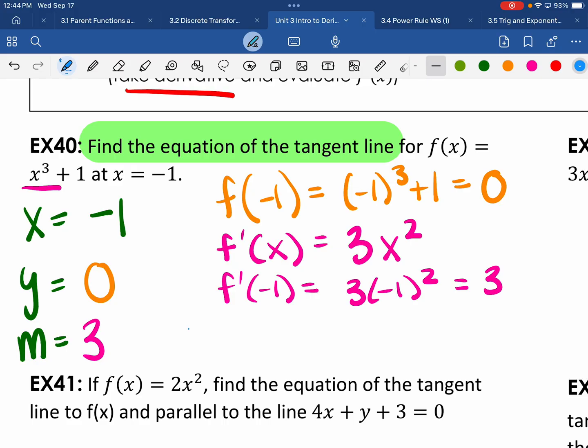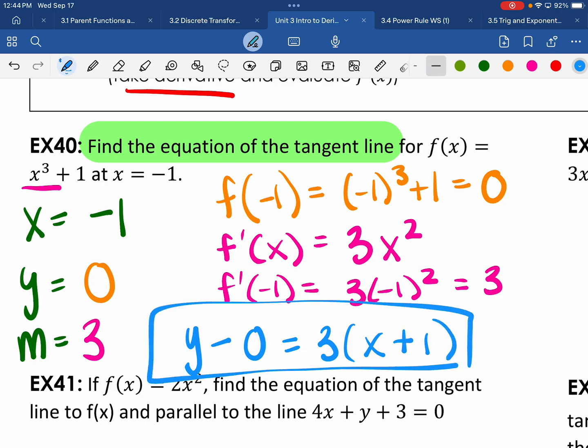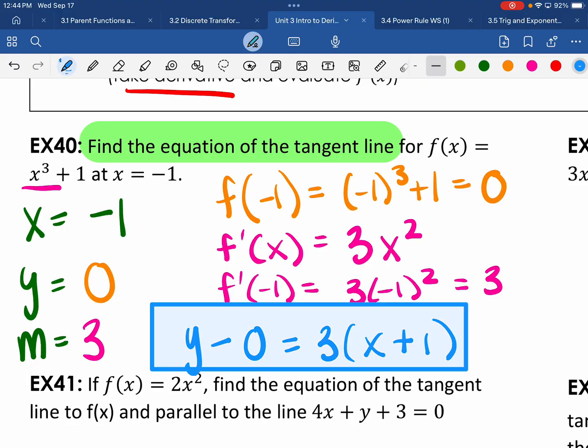Okay. Y minus what's my y1 gonna be? 0 equals m. What's my m gonna be? 3. X minus what's my x1 gonna be? Negative 1. So it's gonna turn to a plus 1. You do not have to solve for y equals because when it says write an equation of a tangent line, this is an equation of a line.